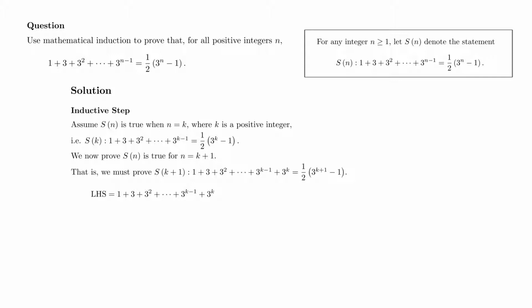Now let's get into some work finally and start with the left-hand side. So our left-hand side is equal to 1 plus 3 squared all the way to 3 to the k minus 1 plus 3 to the k, which is our last term. Here we've reached a very important step. Take a look at the first k terms, that is from 1 up to 3 to the k minus 1.